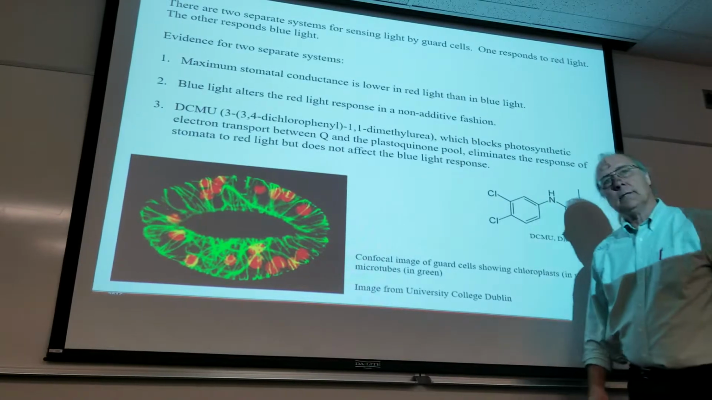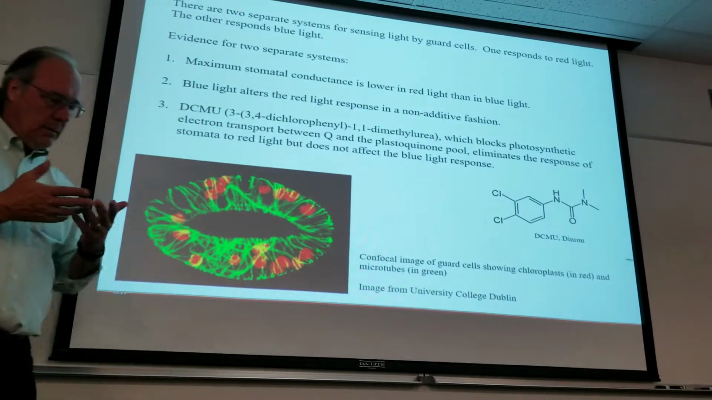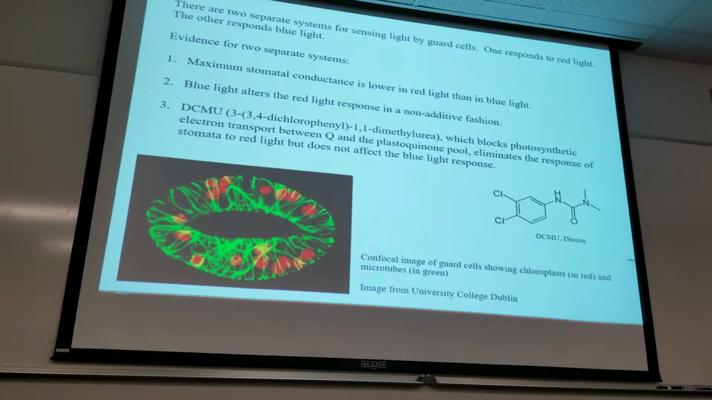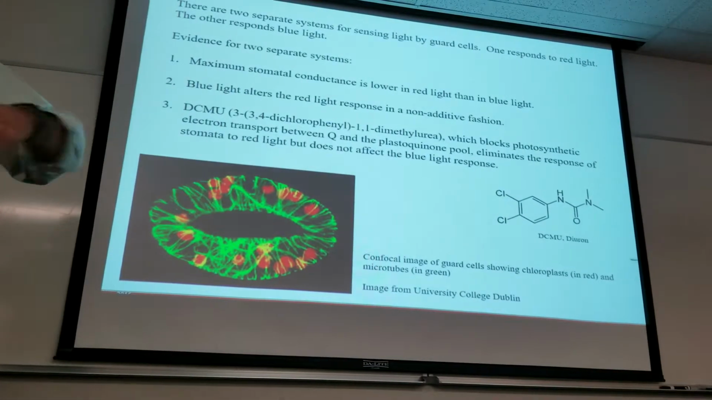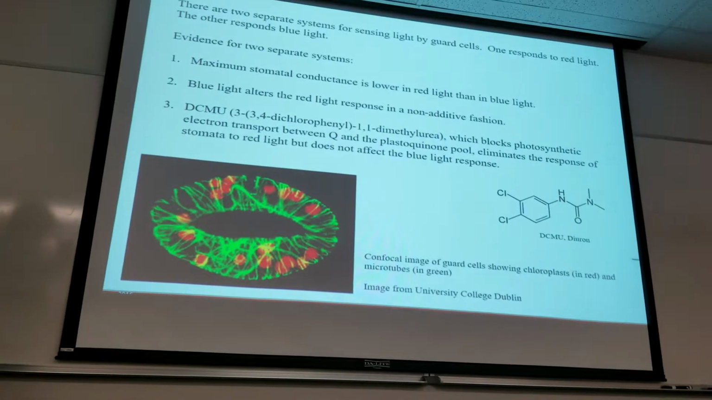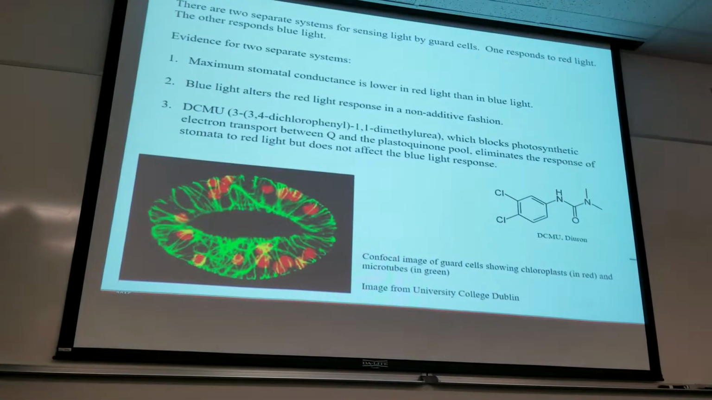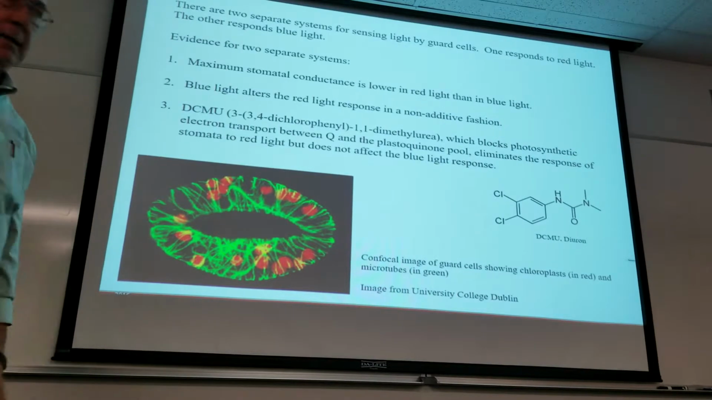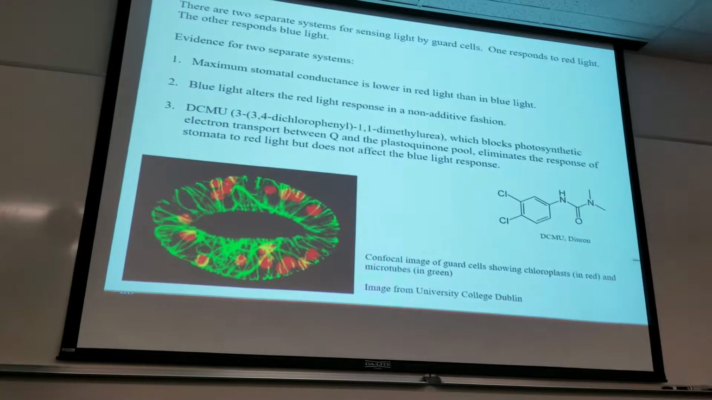There are two separate systems that guard cells have to sense light. And these are called, for whatever reason, a red light response and a blue light response to open stomata. These are two separate systems, two separate things that make the guard cells respond. For historical reasons, they're called red light and blue light. The blue light response is, in fact, a response to light in the blue part of the spectrum. The red light response is a general response to light, any kind of light, red, blue, green, whatever. But it's called red. Okay, so let's go into some evidence for these two different systems to respond to light.